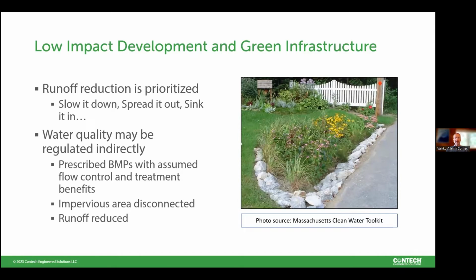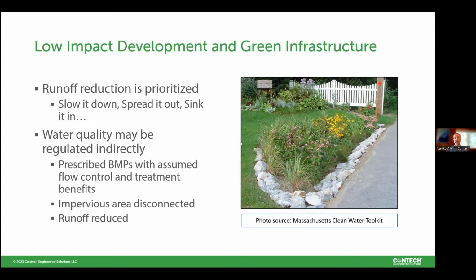Wrapping up my section with a couple more slides. I'm sure you've heard the term by now, green infrastructure or low impact development. There's been a pivot, especially pushed by EPA in the last few years, to update permits to include low impact development or green infrastructure requirements. This is great because it requires us to slow it down, spread it out, sink it in, basically do the opposite of what we had been doing for many, many years, which is to channelize everything and drain sites as quickly as possible and get that water away from everything that we built so it doesn't cause problems.